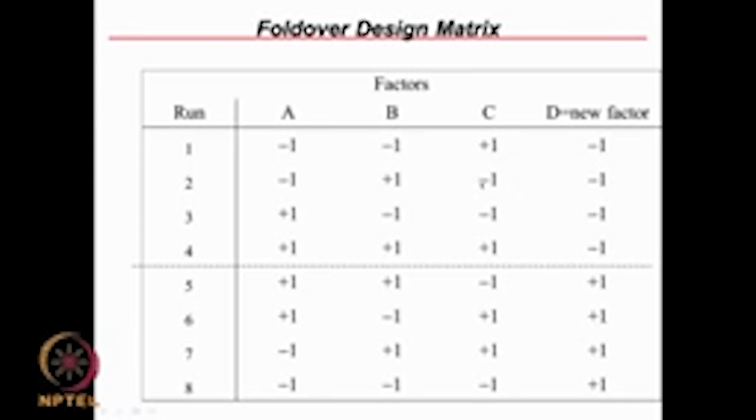So, A B C you have, and then the D variable alone is a new variable you are adding. If you look at only the A B C portion, it is exactly foldable. If you fold this line, it is like a mirror image, right? That is why it is called a fold over design. Then you are adding a new parameter called D. Okay.